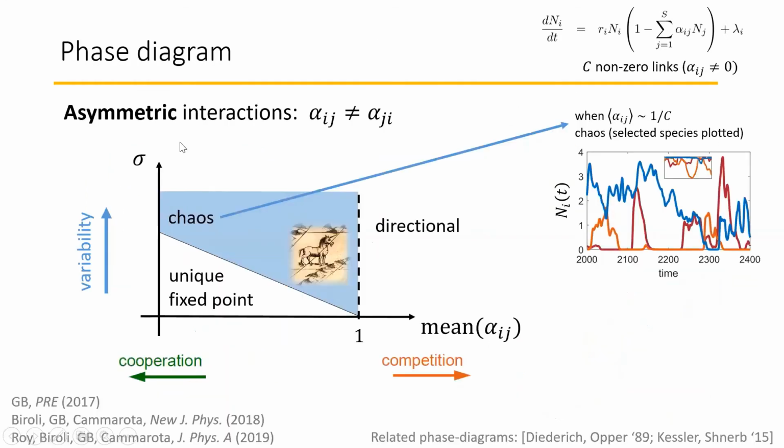Right. So now turning to asymmetric interactions. Let's say that alpha ij and alpha ji are independent numbers.